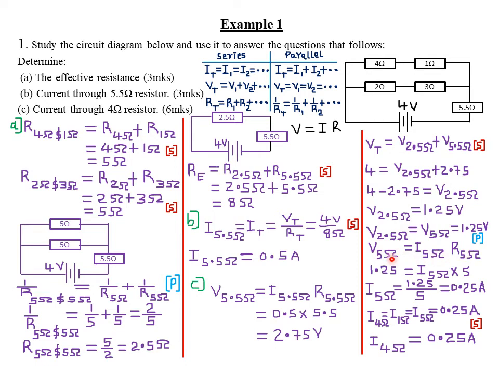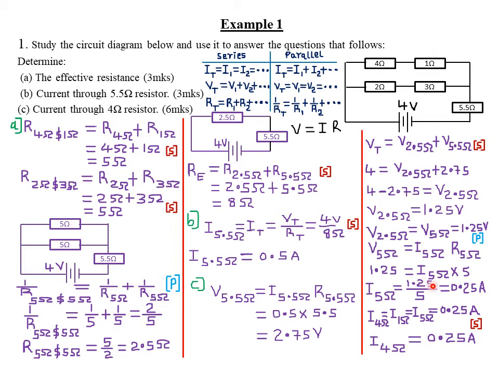So the voltage through the 5 ohm resistor is equal to the voltage through the 2.5, which was 1.25 volts. Therefore, 1.25 volts is equal to the current through the 5 ohm resistor times the resistance of the 5 ohm resistor, which is 5. If I make the current through the 5 ohm resistor the subject of the formula, I'll simply divide both sides by 5. Therefore, the current through the 5 ohm resistor is equal to the voltage divided by the resistance.